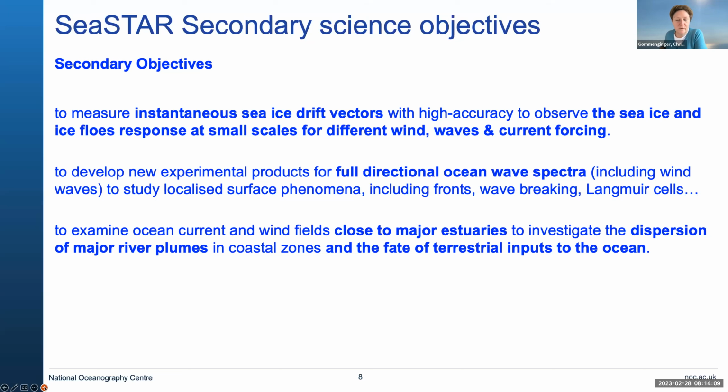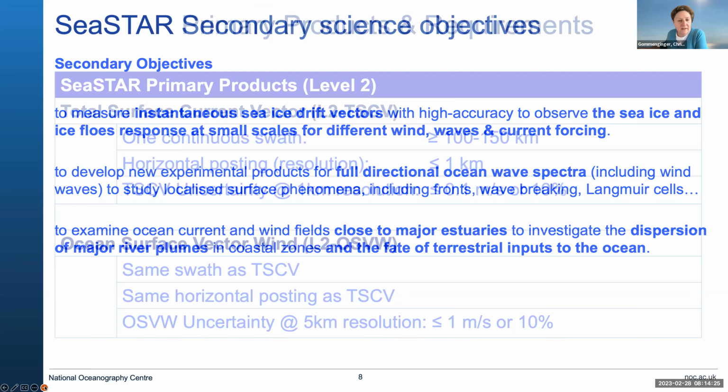And then lastly, because of this focus on coastal, is to try to push it towards the coast into the estuaries, and really look at the dispersion of river plumes in the coastal zone, and see if we can say something about the fate of, for example, terrestrial input into the ocean. So that's it for the objectives.